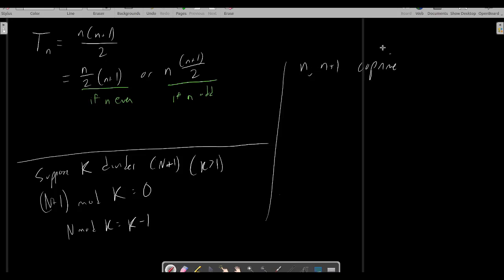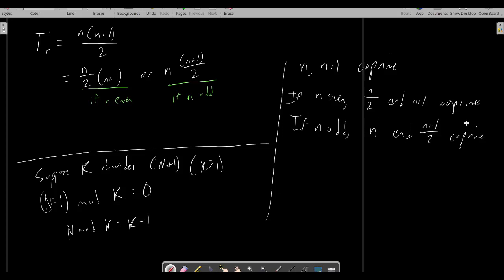And if we take an integer and divide out one of its factors, then the quotient clearly has fewer factors than the original number. So since n and n plus 1 are coprime, n over 2 and n plus 1 must be coprime as well, and the same for n and n plus 1 over 2. That is, we've written the nth triangular number as a product of two coprime integers.